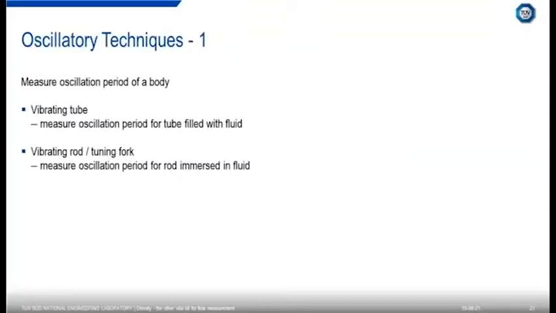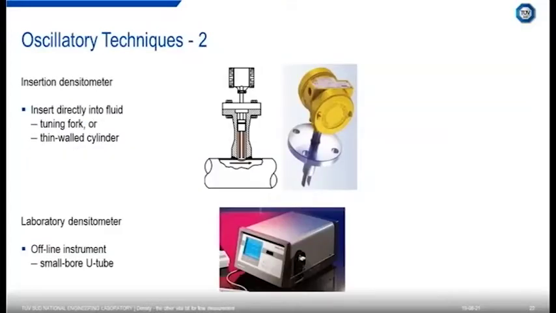So that brings us to what can we use online or inline. One of the ways of doing that is to measure the oscillation period of a body. You can do that using a vibrating tube, where you measure the oscillating period of a tube filled with the fluid, or by measuring the oscillation period of a rod or a tuning fork immersed in the fluid. Again, both fairly fundamental techniques.